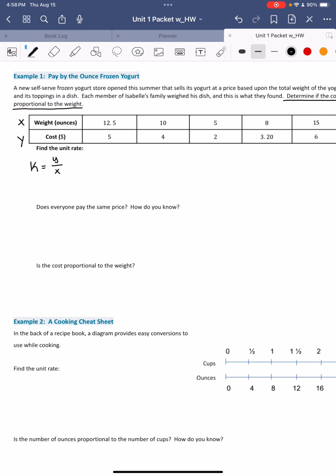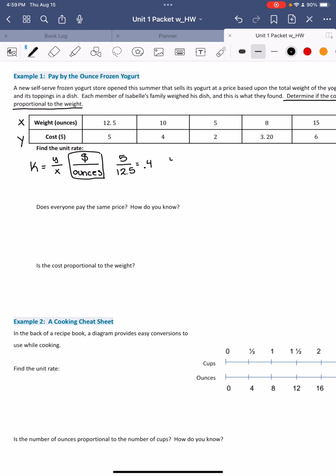Well, y is the cost or money, and x is the weight in ounces. So that's my label, just like what we were doing with unit rate. So now I'm going to go ahead and I have to check every single ordered pair. So I have 5 divided by 12.5. When I put that in my calculator, I'm going to get 0.4.